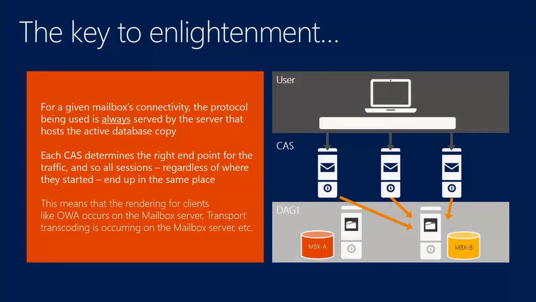But in our case, for any given connectivity, to service a given user request, that's always going to be serviced by the protocol instance that is local to the active database copy. A protocol instance on server 2 is not going to process a request for a mailbox whose database is active on server 1. It will never happen in Exchange 2013. It will always be server 1, or server 2 in my example. Server 2 would be processing that request because the database is local to server 2. Does that make sense? Excellent. You can go to sleep now.